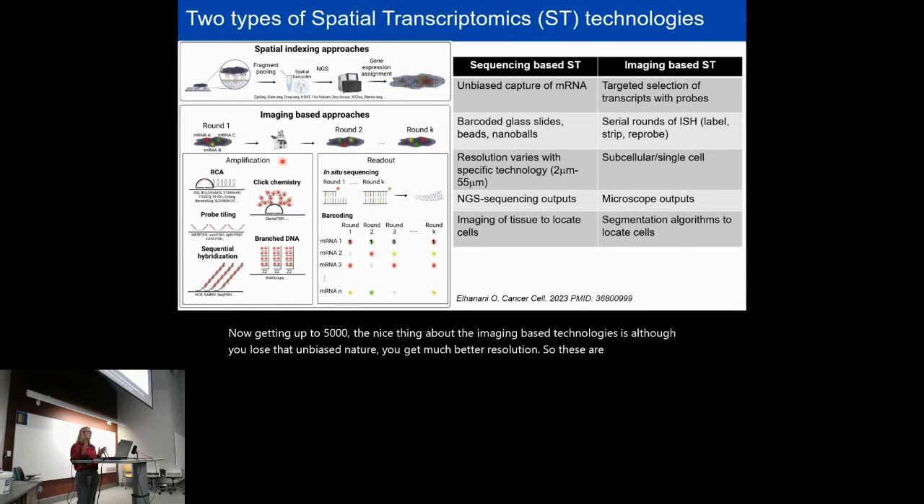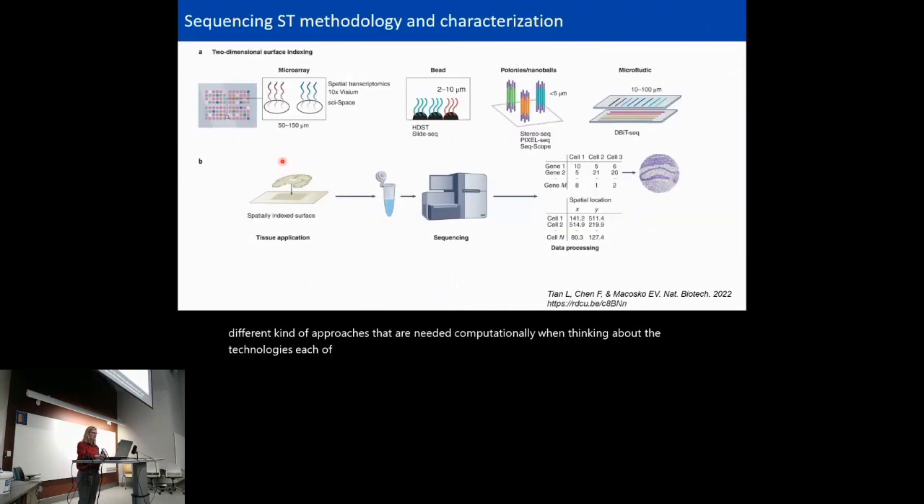So these are almost always at the single cell and subcellular level of resolution because you're able to detect individual transcripts, right? These are a microscope output. It's an imaging-based output. So there is no sequencer. There is no sequencing. And segmentation algorithms are needed then to locate your cells, which cell is actually there in the context of the imaging of the transcript, right? So really different kinds of approaches are needed computationally when thinking about each of these technologies.